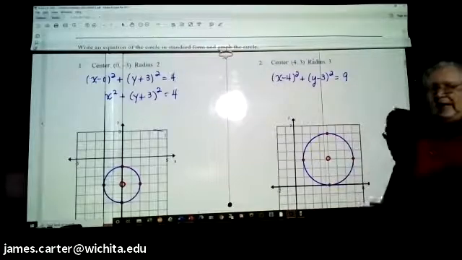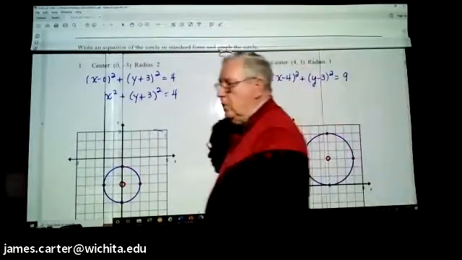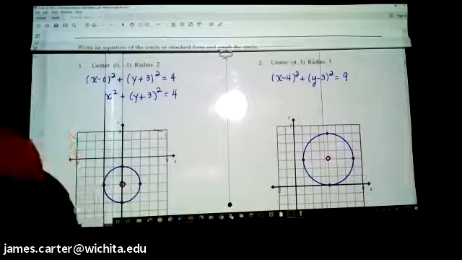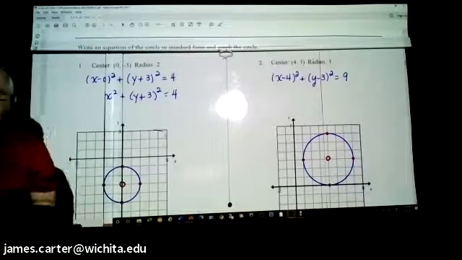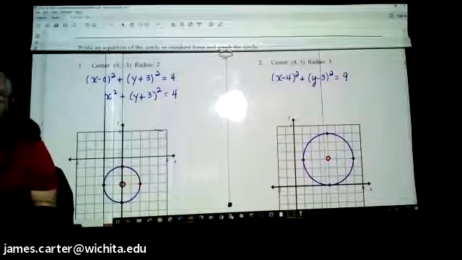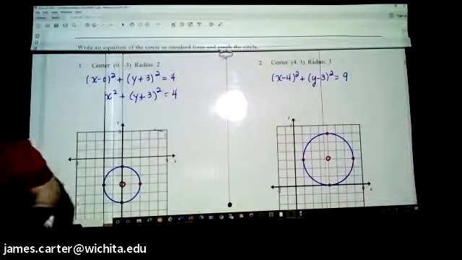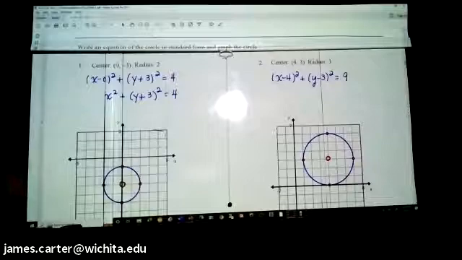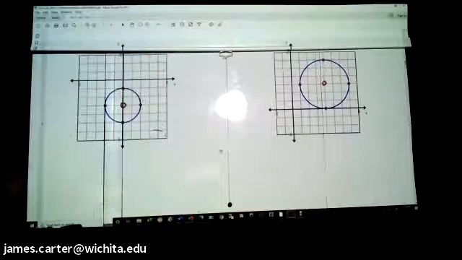By the way, in ALEKS this weekend or between now and then, when you're working on graphing circles in ALEKS, always magnify it so you can fit the circle a little better. You'll be less likely to get an error called on you in ALEKS.